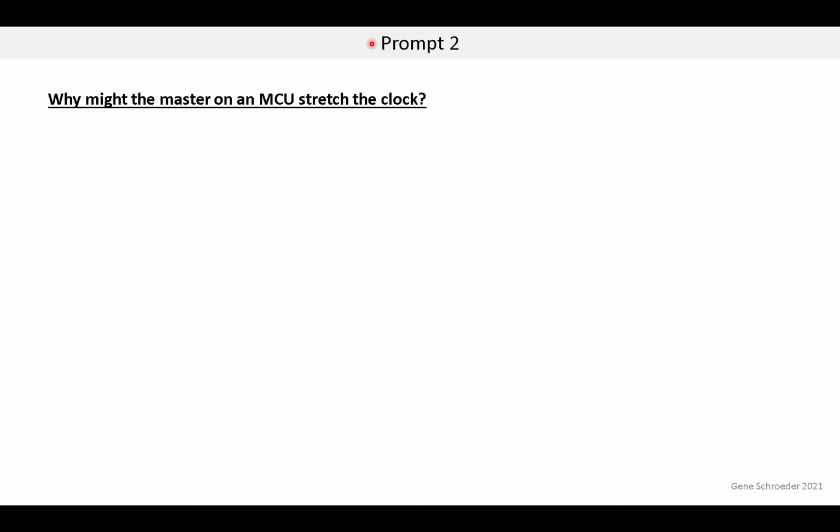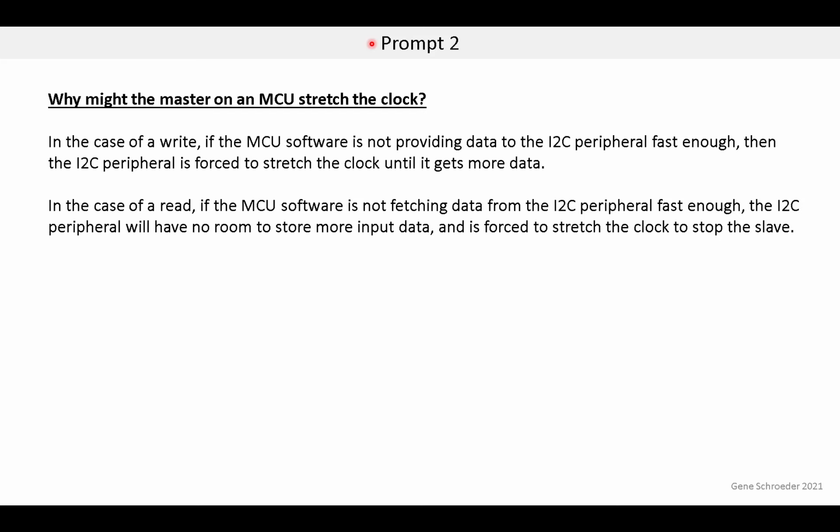Why might the master on an MCU stretch the clock? Well, I can think of 2, and to be honest, I got these based on reading the MCU reference manual. And there might be other scenarios, but these are the 2 I'm aware of. So in the case of a write, if the MCU software is not providing data to the I2C peripheral fast enough in a transaction, then the I2C peripheral is forced to stretch the clock until it gets more data. What else is it going to do?